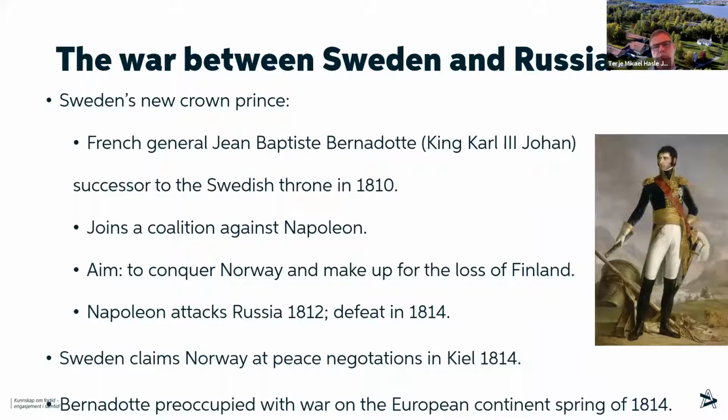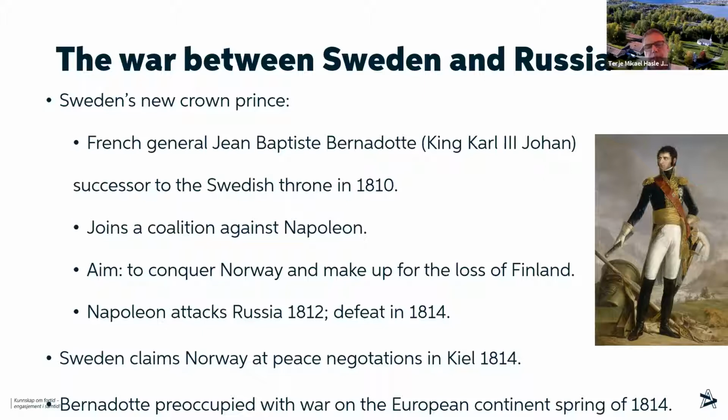In Sweden, the royal dynasty disappears. The last king dies without leaving any heir. So the key Swedish persons, authorities, asked French general Jean-Baptiste Bernadotte to succeed the last king on the Swedish throne. They want a French general to take over the Swedish throne because he can represent Sweden in their ambitions to get Sweden back to a mighty power. Bernadotte accepts. He leaves the French army and joins a coalition against Napoleon, against his former ally and friend. And he aims to conquer Norway and to make up for the loss of Finland.